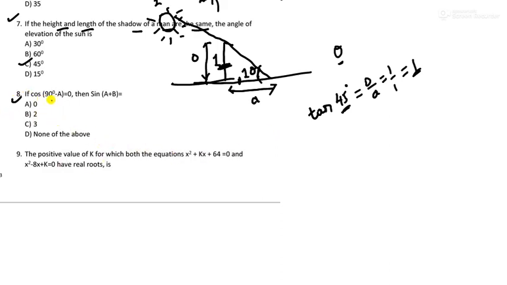If cos of 90 minus A is equal to 0, then sin of A plus B equals question mark.